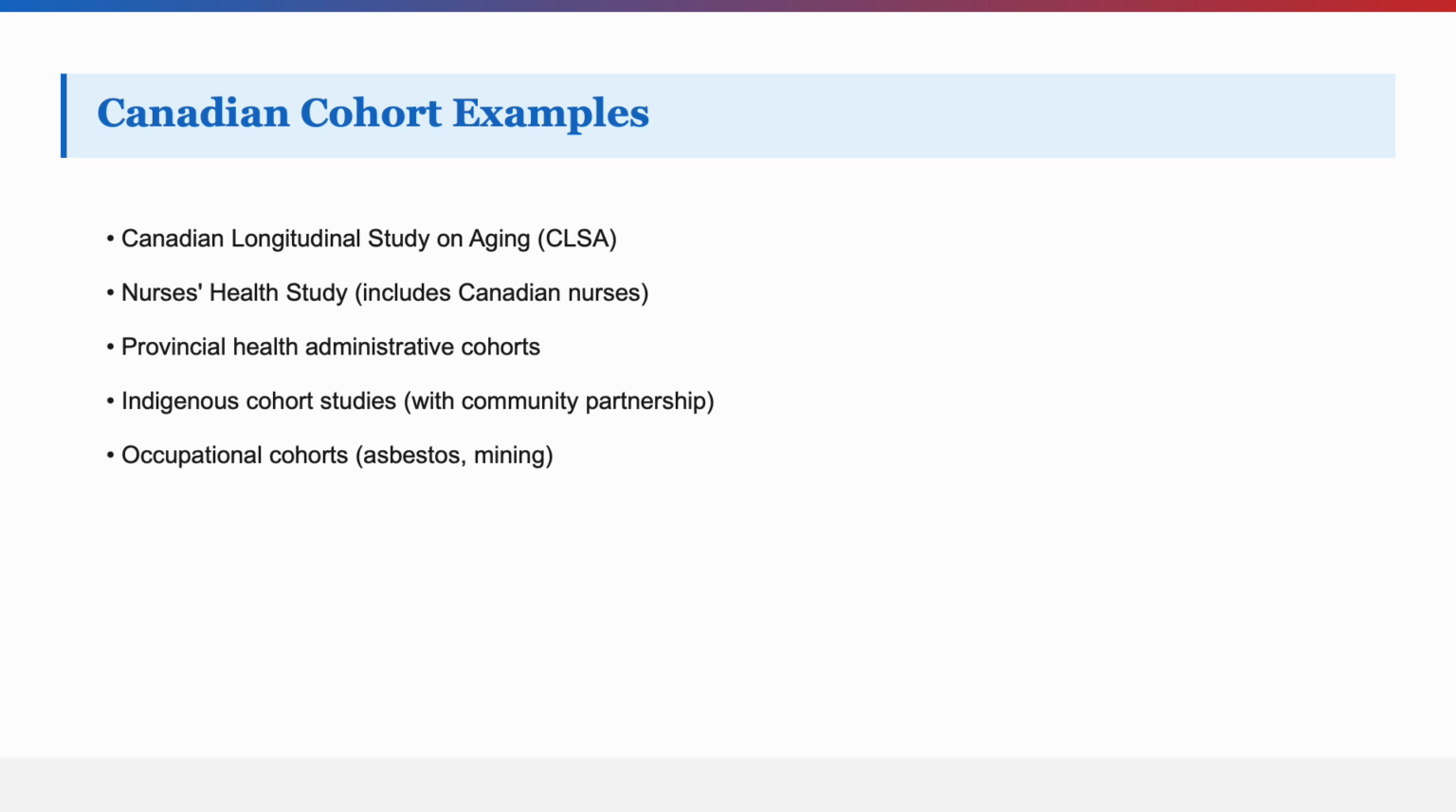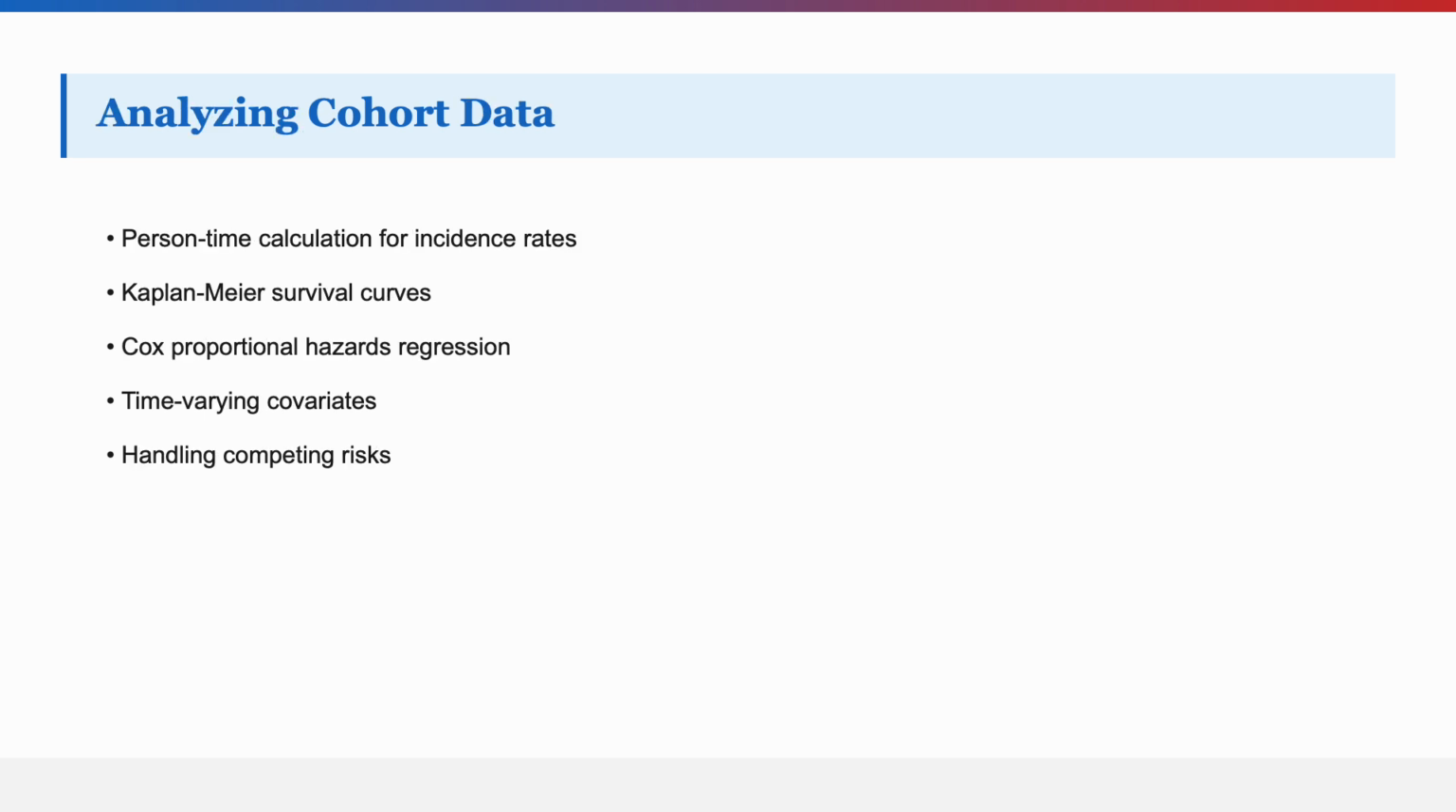As a healthcare manager, you might contribute data to cohorts or use their findings for planning. Understanding cohort methodology helps you evaluate this evidence. Cohort data analysis has become sophisticated. Let me introduce key methods.